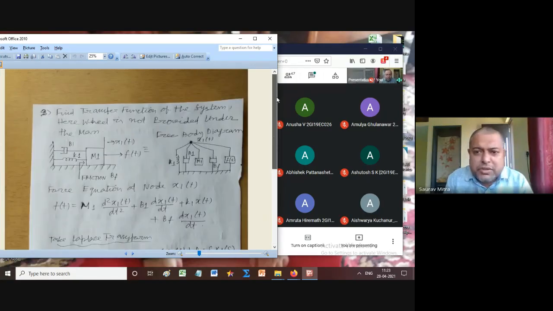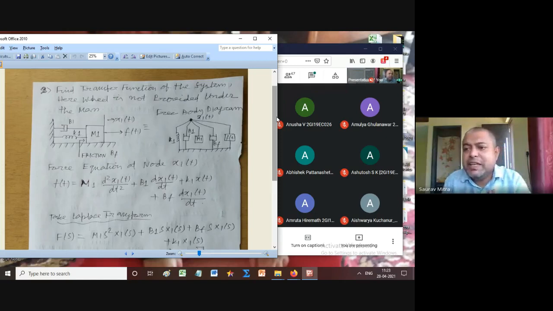So is it understood what happens if the wheel is not there? If the wheel is not there, only one part gets added to your B1, and that is nothing but the friction coefficient between the mass and the surface. That is given by BF.